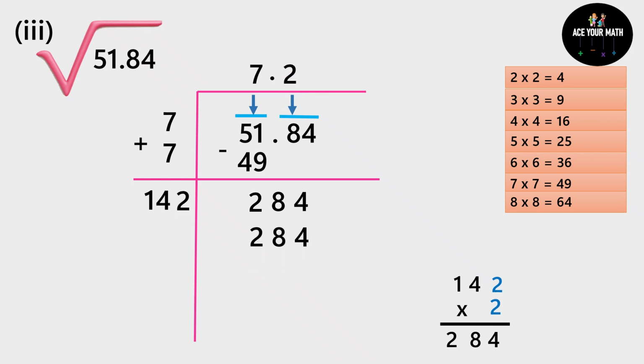So now you will write 2 at the top, 2 on the side. Now same 2 you will add on the left hand side. So complete your subtraction, that will give you 0. And on the left hand side, your addition will give you 144. So the square root of 51.84 is 7.2.